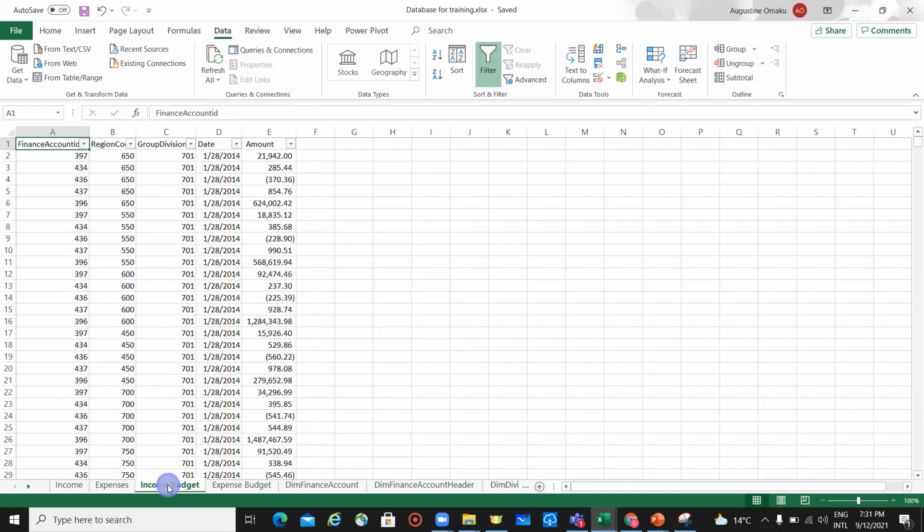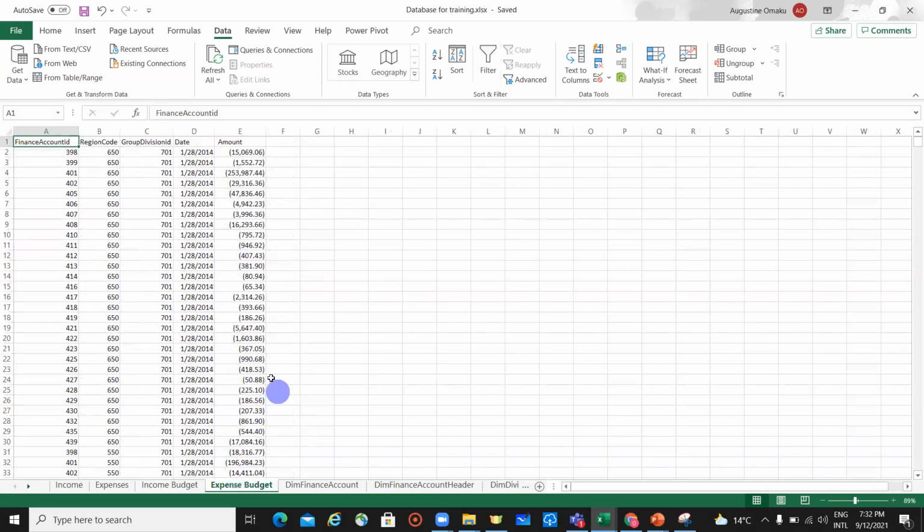So this is now the budget for the income. Then this is the budget for expenses. So we are also going to be looking at actual versus budget. So month on month, quarter on quarter, just the dimension that you want to see.